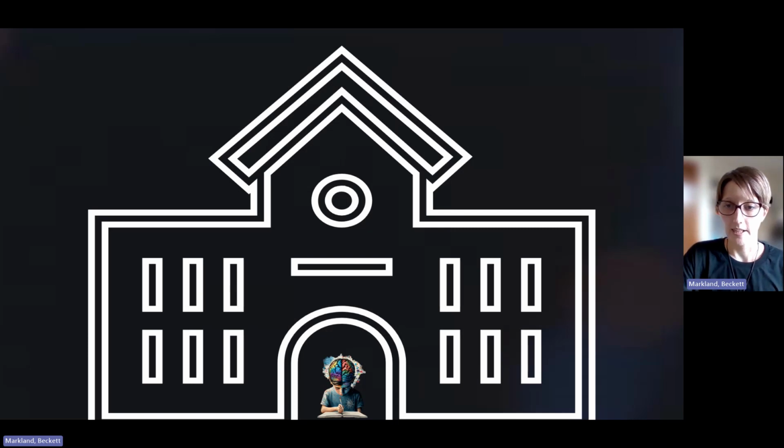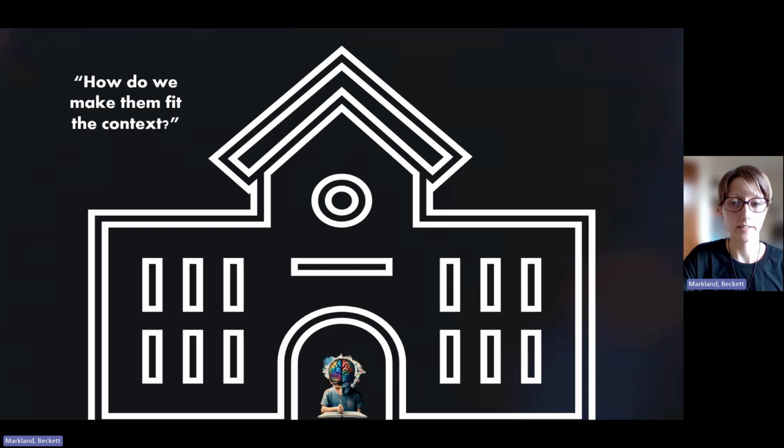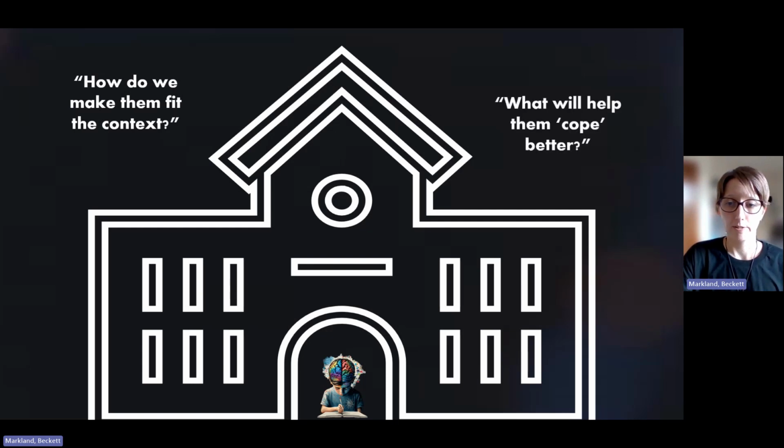For instance, it's standard practice in schools to try and identify what a student can't do and look for actions to address this. We often move to conversations around what strategies we can put in place to make a child fit the context that we've created, or wonder about how we can help them cope with the context, which is very different from creating a context where they can thrive.